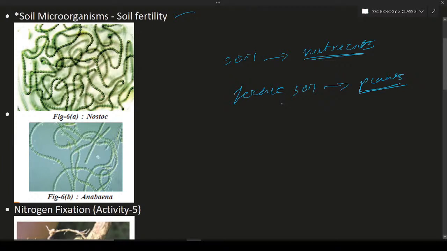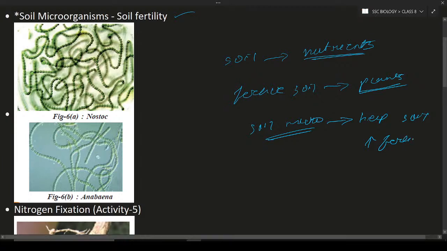Here the soil microorganisms come in. What is meant by soil microorganisms? Soil microorganisms are microorganisms that help the soil to increase fertility. This is the main important thing. They are useful for increasing the fertility of the soil.